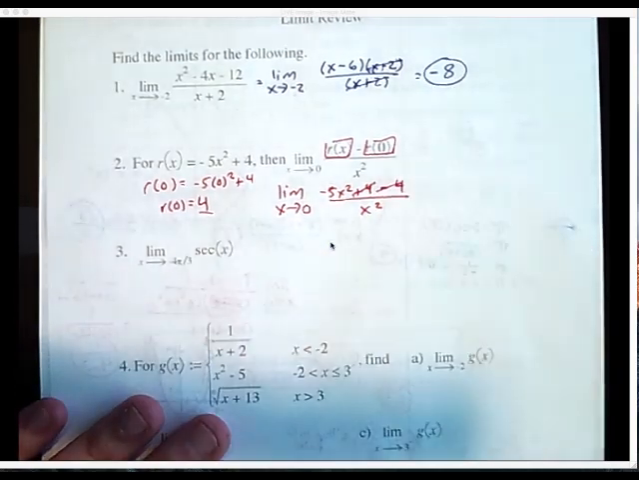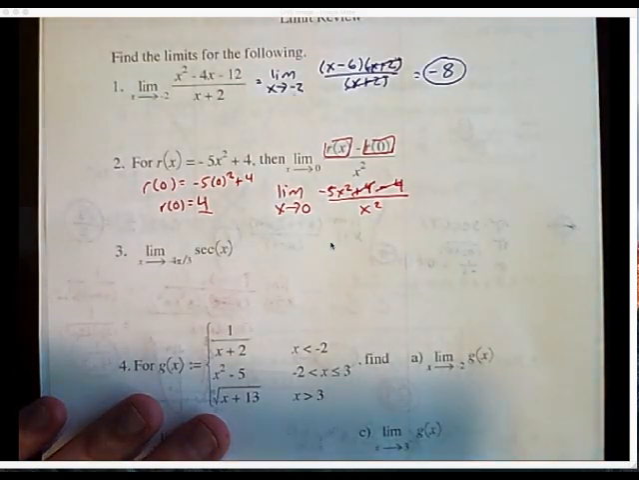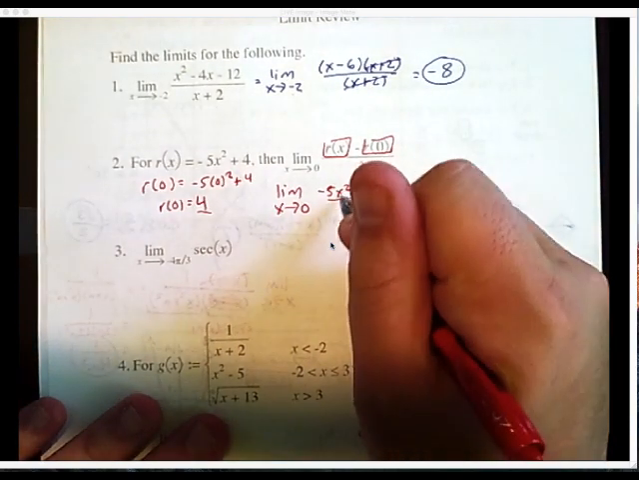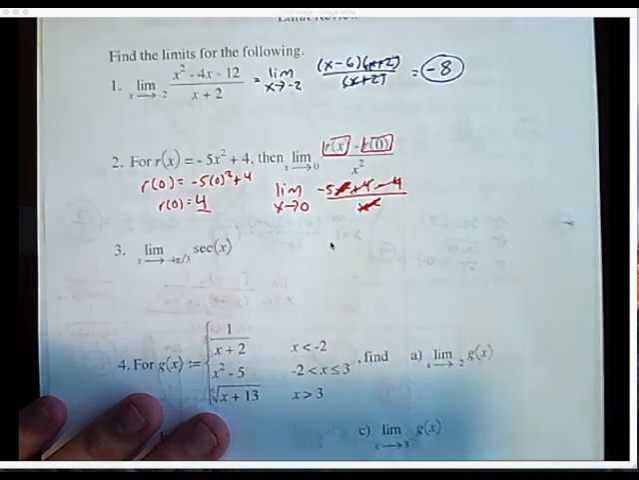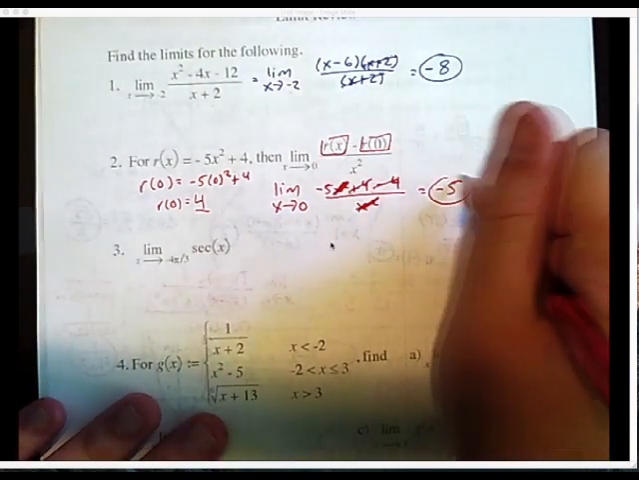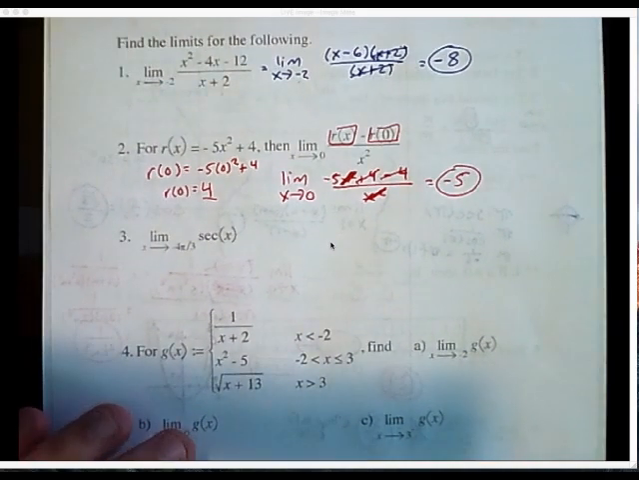Positive 4 and negative 4 sum to 0. And negative 5x squared over x squared, these x squareds would cancel now. And I'd be left with a simple constant. So my answer here is negative 5.